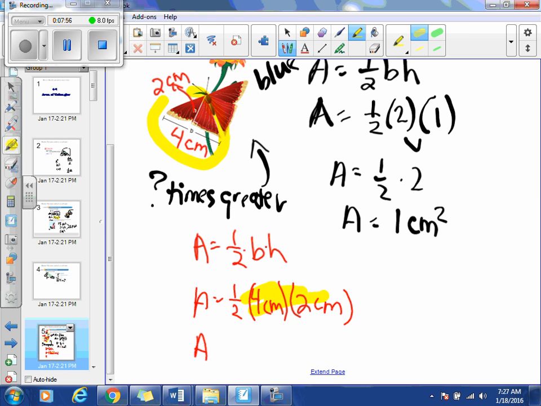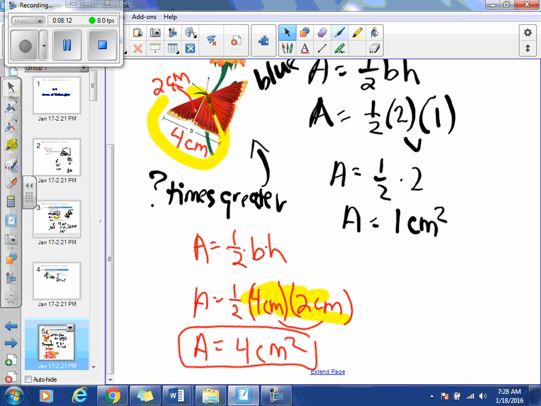Okay, so let's find the base times height first. 4 times 2 is 8. And then half of 8 is 4. And we have centimeters times centimeters, so 4 centimeters squared. So the area of the red butterfly wing is 4 centimeters squared. And the area of the blue butterfly wing is 1 centimeter squared.